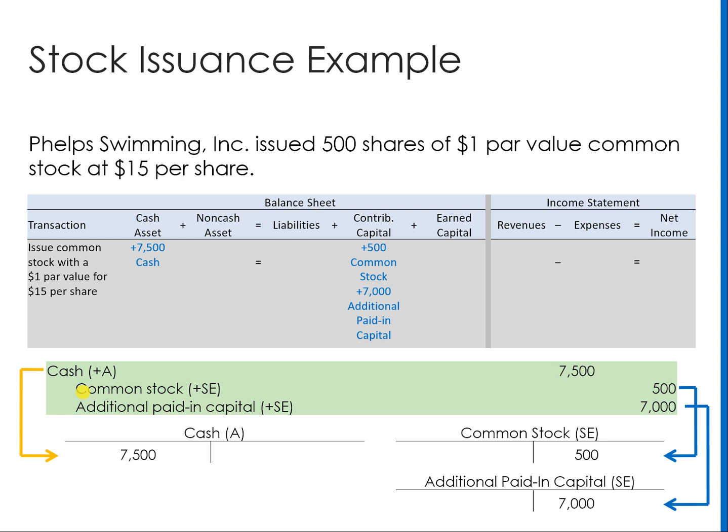First, the common stock account. We credit common stock, so we're going to record the par value from issuance into this account. That is $1 per share multiplied by 500 shares, or $500, credited into the common stock account, and the rest of the proceeds will be credited into the additional paid-in capital account, $7,000.